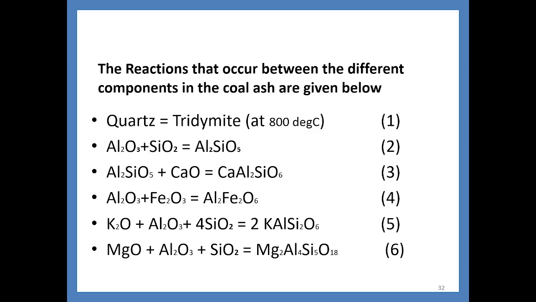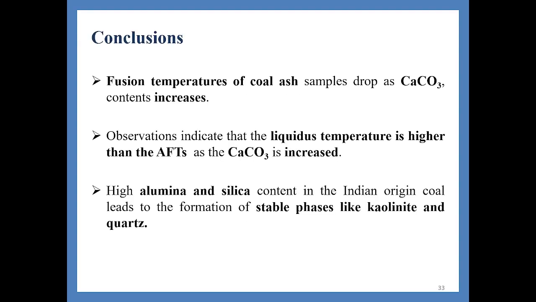The reactions that occur between the different components of the coal ash are given below, like quartz turns to tridymite at 800 degrees centigrade; when Al2O3 and SiO2 react, then Al2SiO5 is formed, similarly as given.